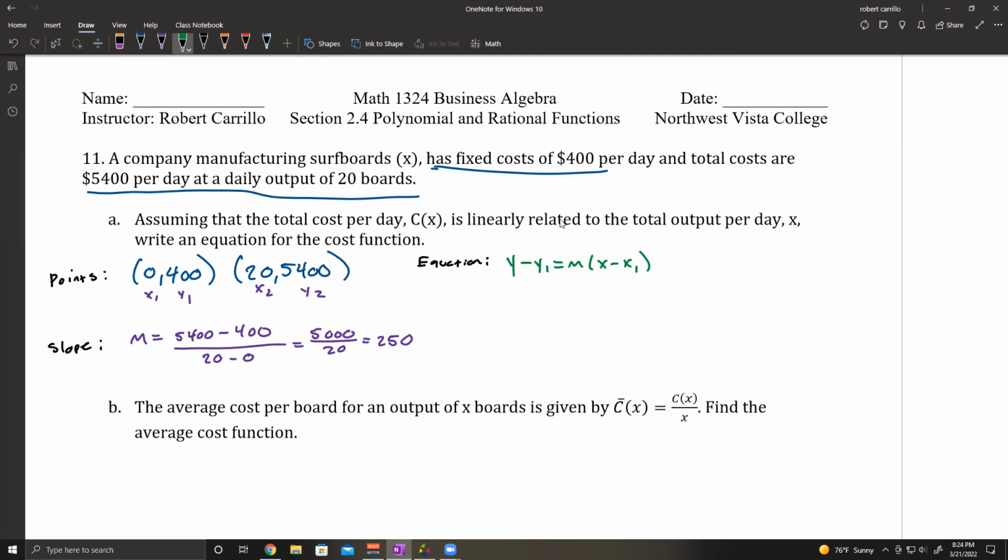So we already conveniently labeled one of the points x1, y1. So let's plug that in. I would have y minus 400 equal to the slope we found of 250 times x minus x1, which is 0. You would get y minus 400 equals 250x. Add the 400 over, and you would get y equals 250x plus 400.